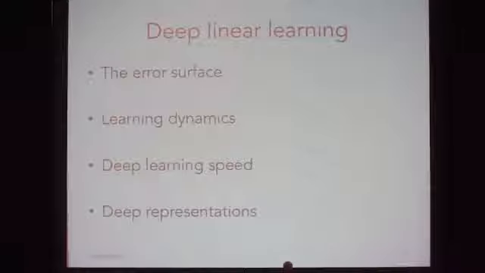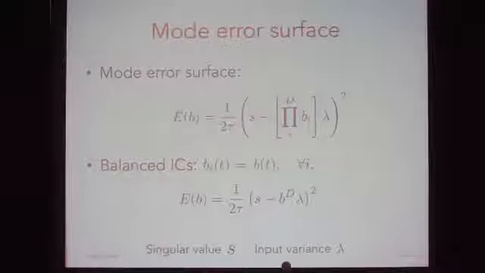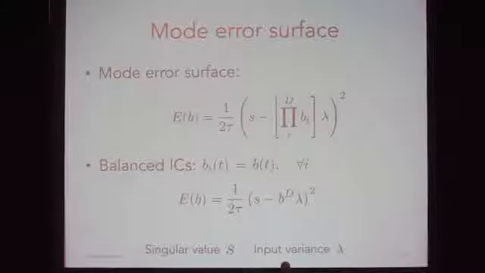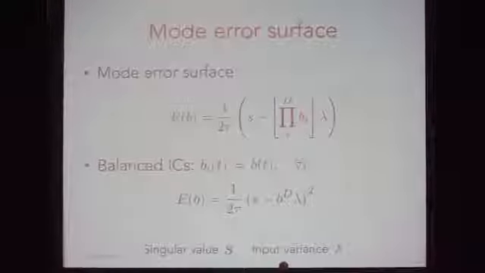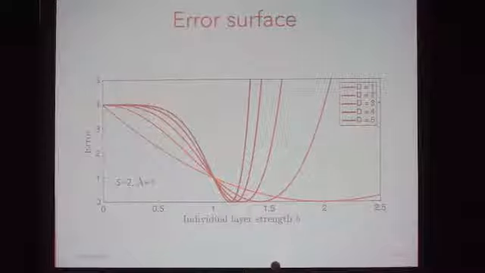Okay, so now that we have this concept of mode, we can look in more detail about how a deep network learns. Let's start with the error surface. So the error surface is given by this for one mode, and of course you can be summing across all the modes, but we can just look at just one of them. And if I additionally assume that your layer strengths are roughly equal to start, then I can just plot for you the error surface of these networks as I increase the depth.